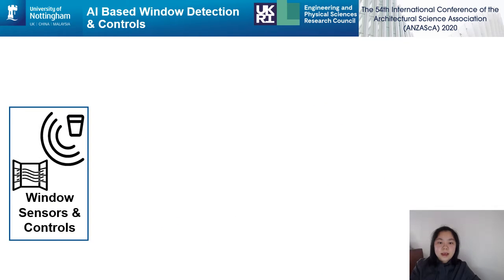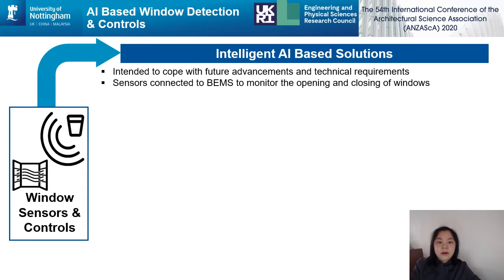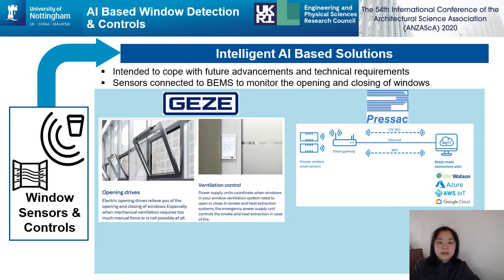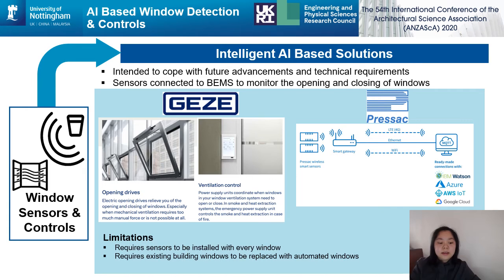Existing window detection-based solutions were intended to cope with future developments through sensors that are connected to building energy management systems. However, given these two solutions, limitations occur within these designs. This includes the requirement of sensors to be installed on every single window, or existing windows to be replaced by automated windows.